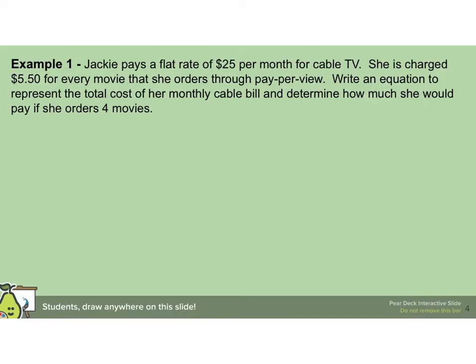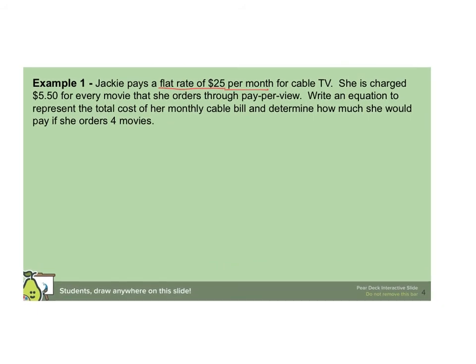So let's go ahead and annotate this. Jackie pays a flat rate of $25 per month for cable. Then she's charged $5.50 for every movie she orders. They want us to write an equation to represent the cost of her bill, and then they added on an extra question. How much would she pay if she orders 4 movies?